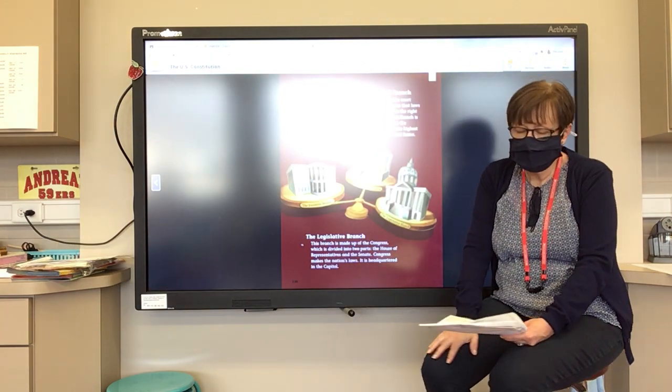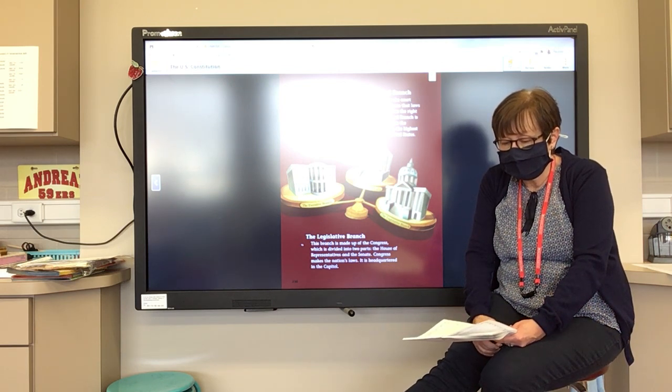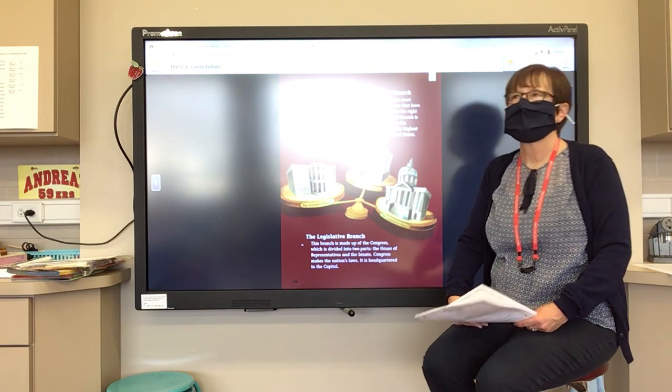The executive branch. This branch is made up of the president, the vice president, and the people who help them do their jobs. It is headquartered in the White House.